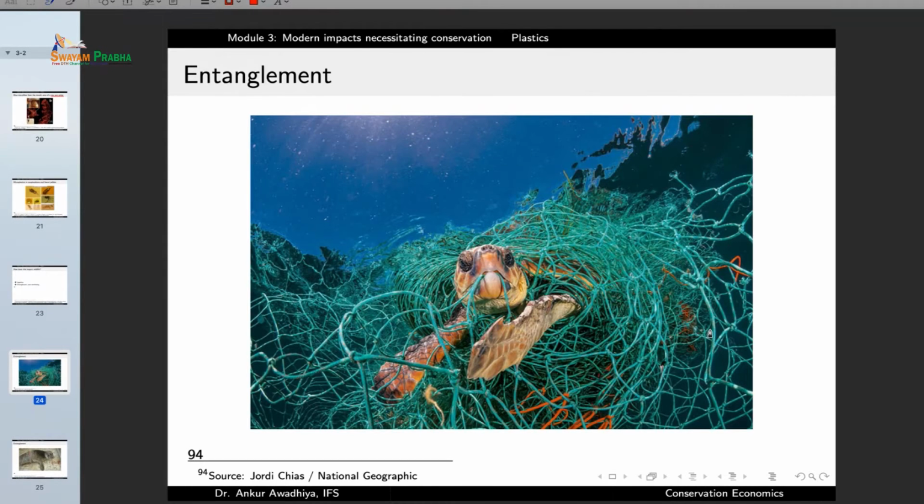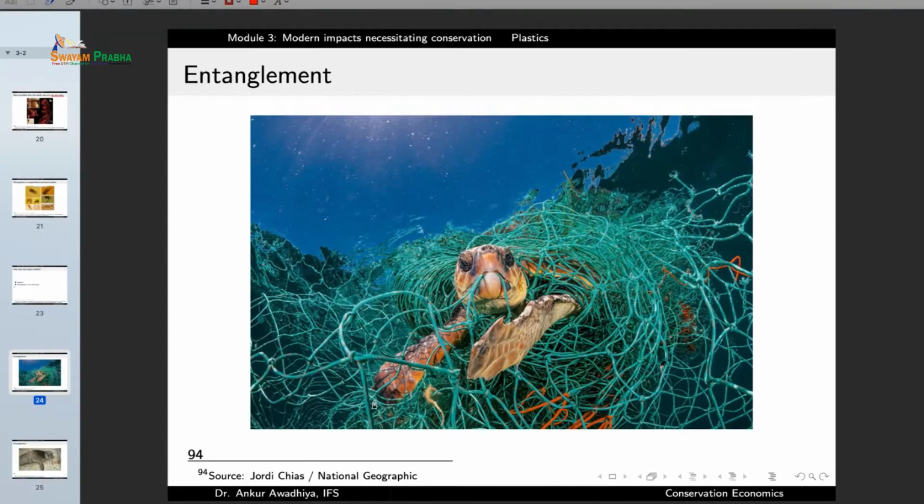A number of other animals also require that they should be able to come to the surface for oxygen, dive down for food, and so on. So, if these animals get entrapped when they are down at the bottom, they will die out of asphyxiation because they will not be able to come to the surface and breathe. If they get entrapped on the surface, they will not be able to dive to get their food. So, entanglement is also a major way in which plastics are decimating our biodiversity.